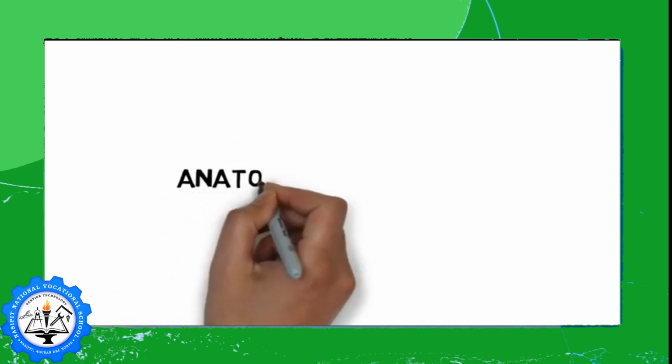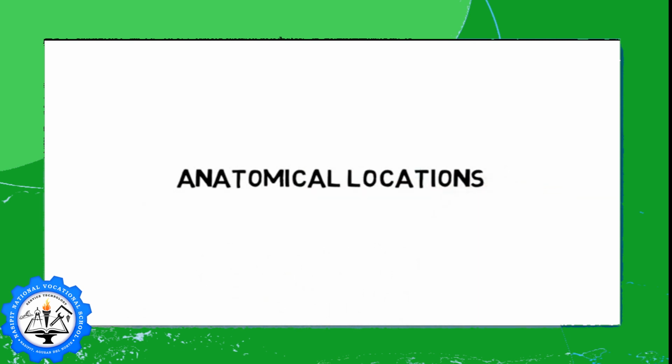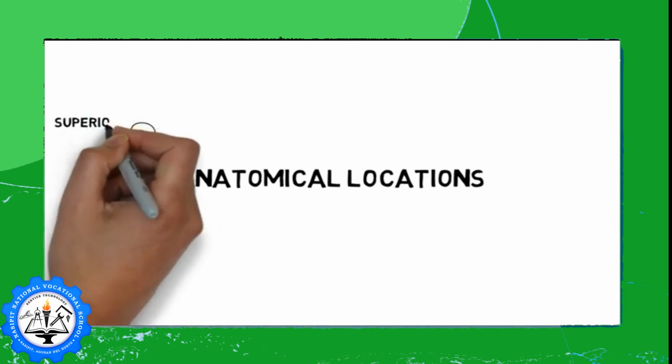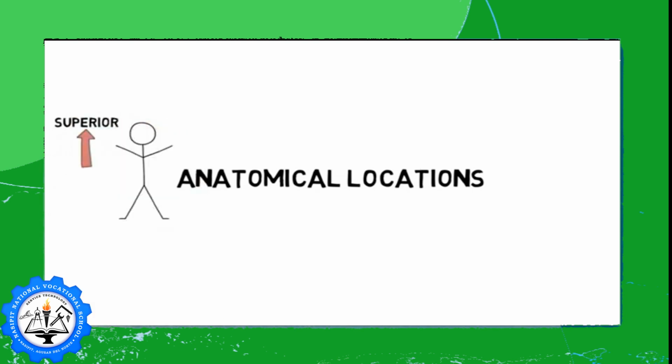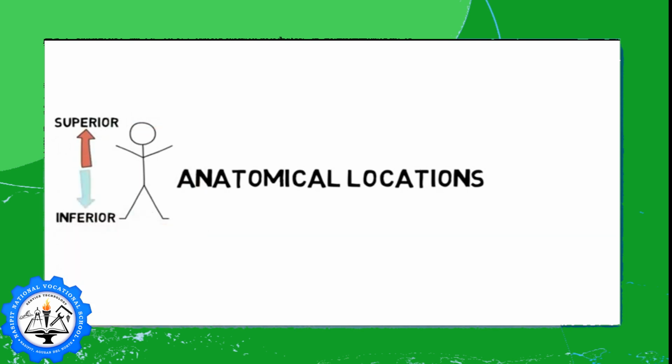Understanding human movement is essential to maximise rehabilitation and recovery programs. Anatomical locations refer to the different terms that describe specific locations or landmarks on the body. Superior refers to a position above a point of reference. Inferior refers to a position below a point of reference.